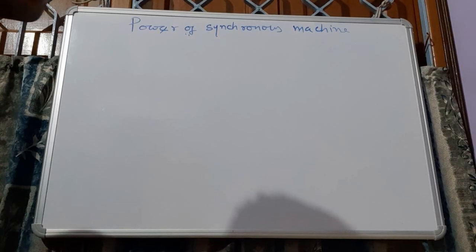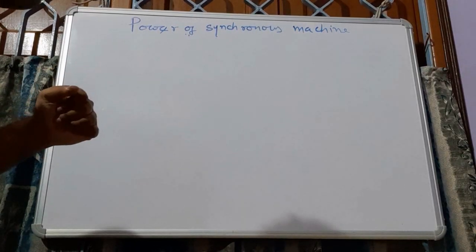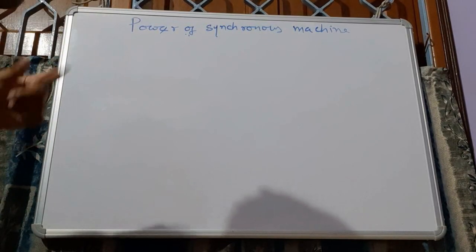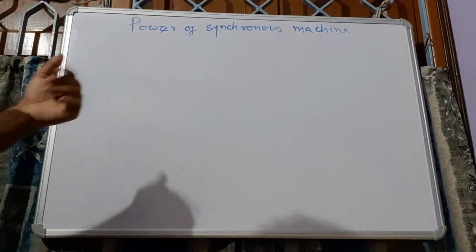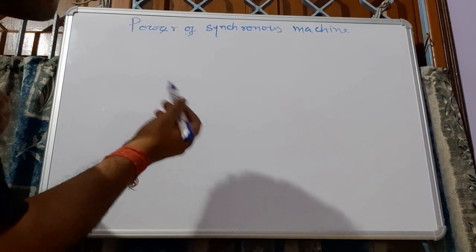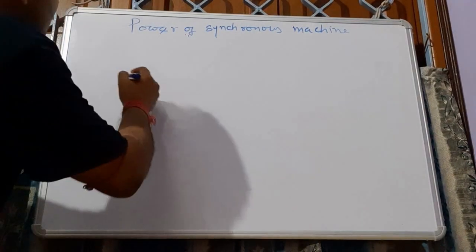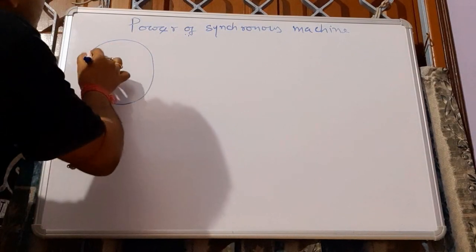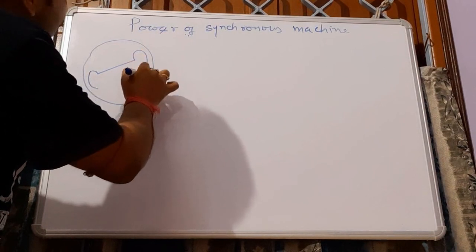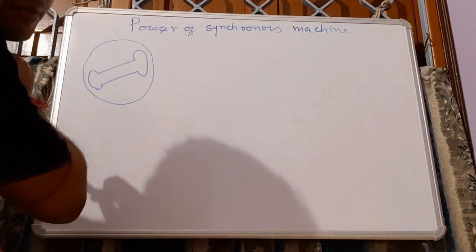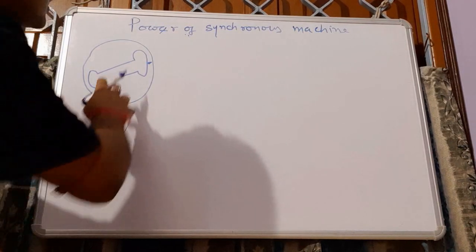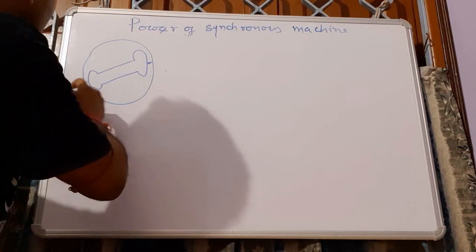In this tutorial we will learn the power of synchronous machine. Okay, now if we consider a salient pole synchronous machine, salient pole means the air gap between rotor and stator is not uniform. Suppose this is the stator and the rotor is like this, dumbbell shape.